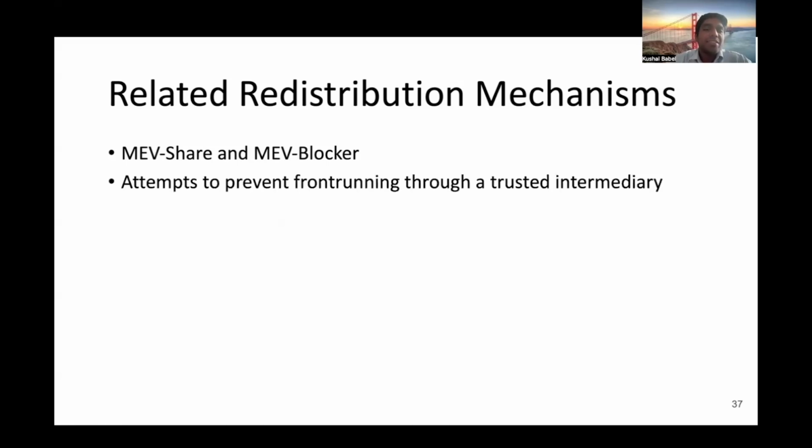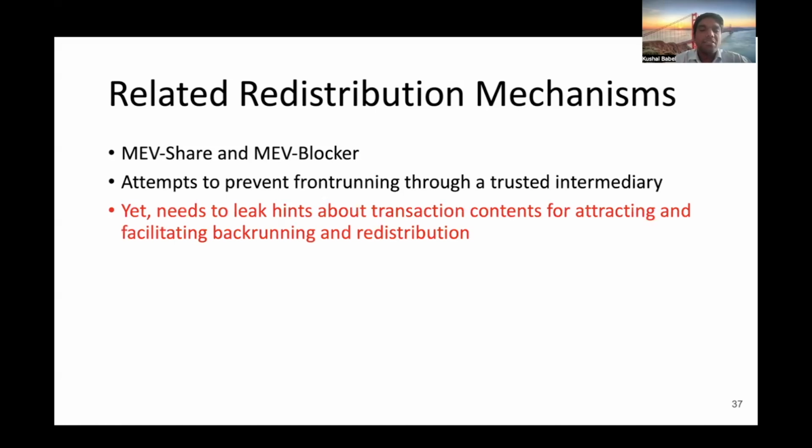And just comparing a little bit to the existing redistribution mechanisms out there, namely MEV share and MEV blocker, which essentially do something similar, but they don't have this strong guarantee of commitment from the validator. They just try to backrun users' transactions. And essentially, they have this kind of trade-off between leaking some hints about users' transactions and attracting backrunners to backrun those transactions. So there's this trade-off between privacy for users or protection for users and the attractiveness of backrunning them, because you can't backrun them unless you know something about them in MEV share and MEV blocker.